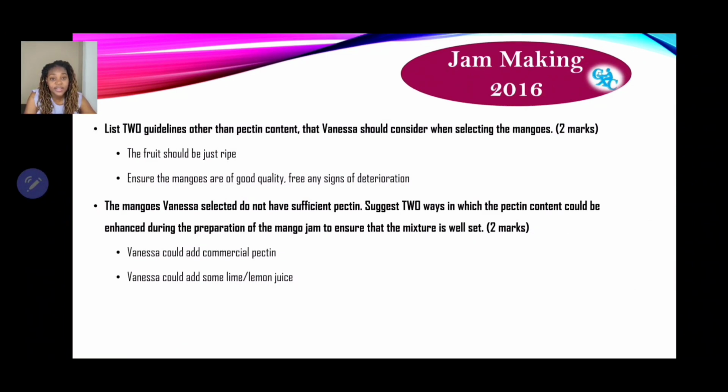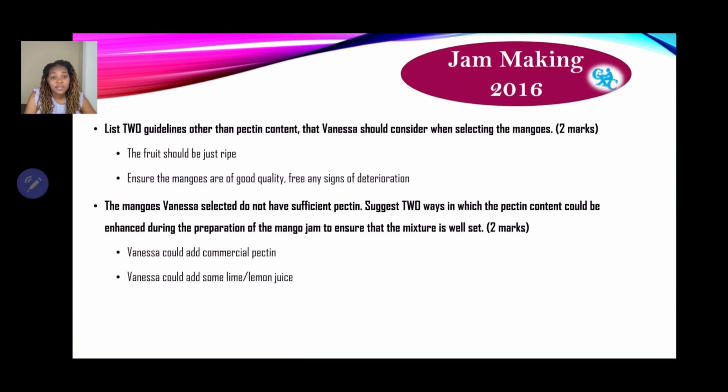Final set of questions. List 2 guidelines other than pectin content that Vanessa should consider when selecting the mangoes. So 1, the fruit should be just ripe, so it shouldn't be overripe. It should be just ripe so that it has a good amount of pectin and acid present. Good. Ensure the mangoes are of good quality, free of signs of deterioration.